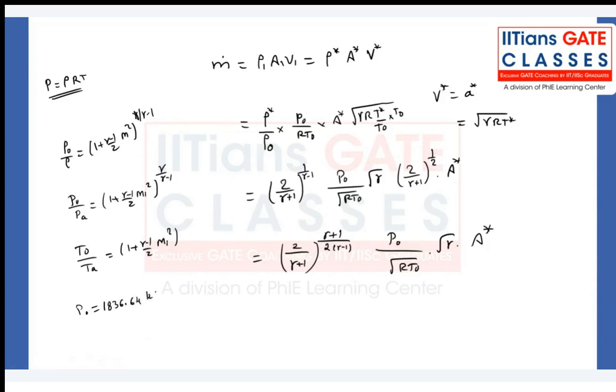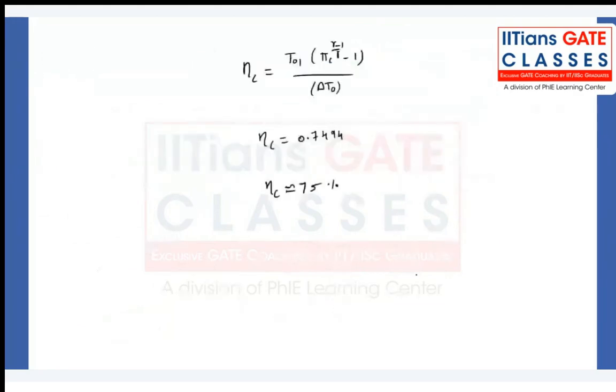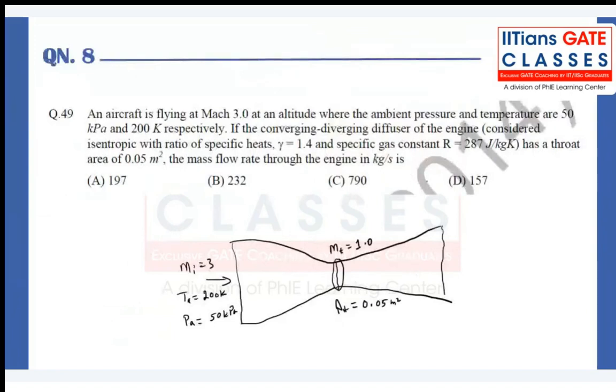kilopascal and T naught around 560 Kelvin. So now if I use those values over here, I should be able to get the mass flow rate to be something around 157 kg per second. It comes around 156.9. There are 4 options given in the question, out of which 157 is very close. So I can choose option D as my answer. So clear?